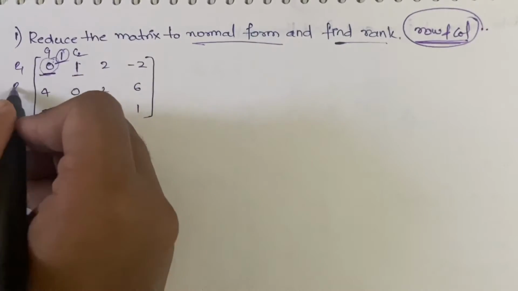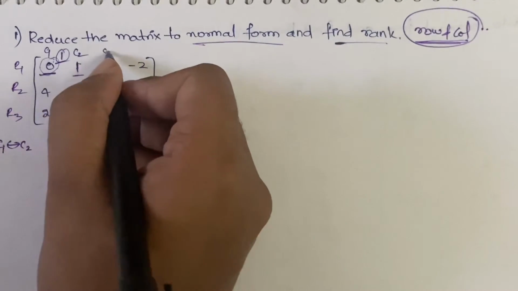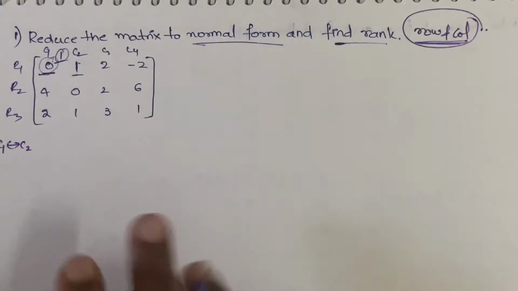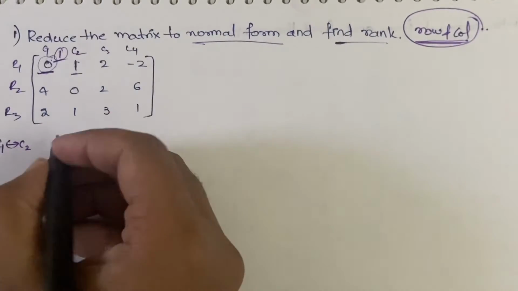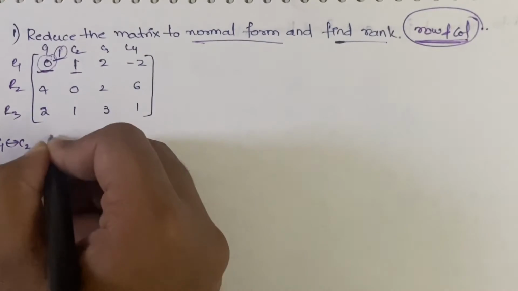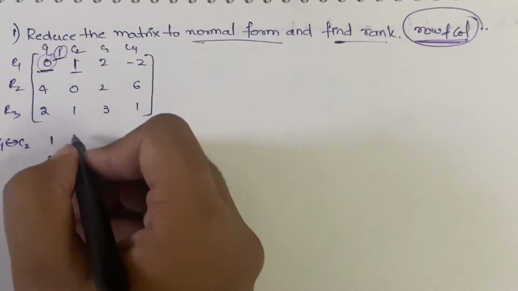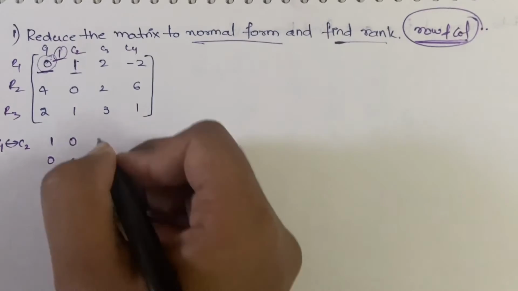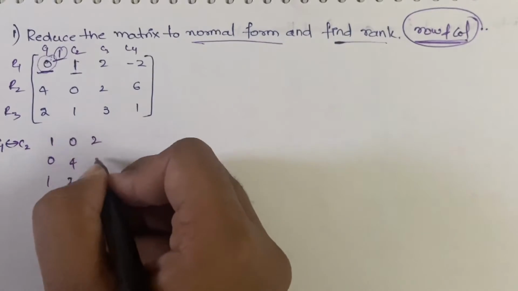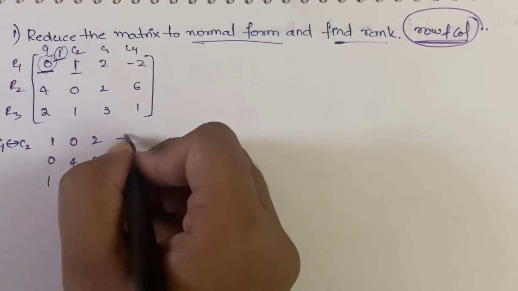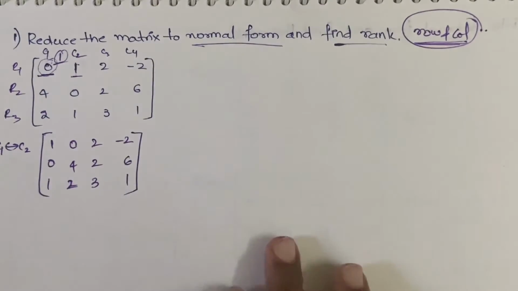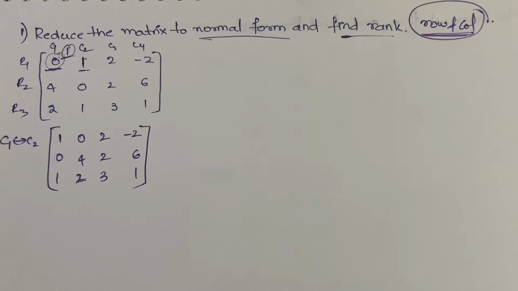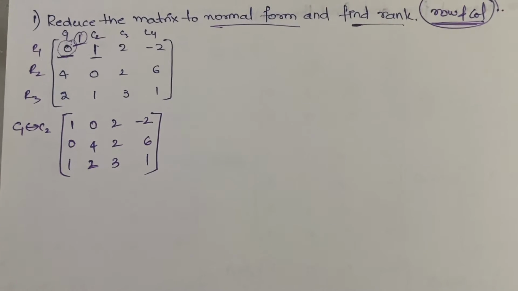This is R1, R2, R3, C3, C4. Okay, columns, rows. Now let us interchange C1 and C2. Then what do you get? You get 1 0 1 0 4 2 2 2 3 minus 2 6 1. Okay, so this is what you get on interchanging C1 and C2. So once C1 and C2 are interchanged, done.